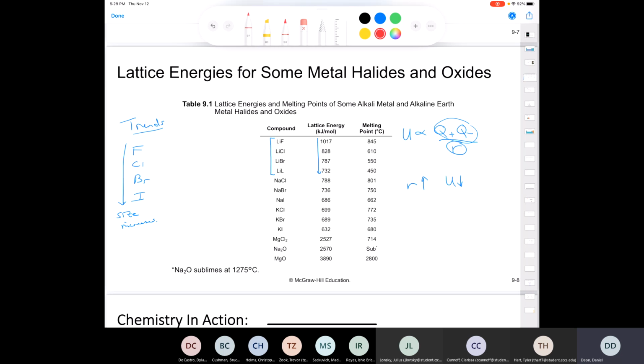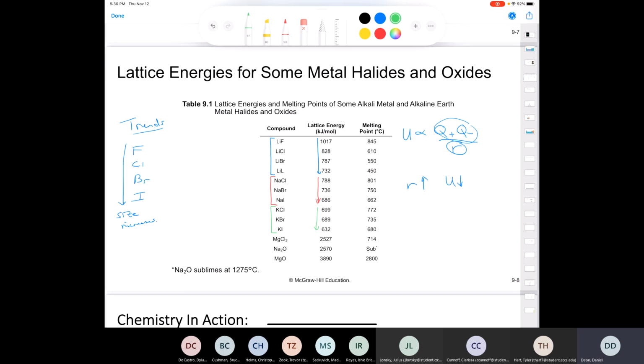We see the exact same trend when we go from sodium chloride to bromide to iodide. We see the same trend when we go from potassium chloride to bromide to iodide. Exact same trends. We see that the lattice energy decreases here, and it decreases here for the exact same reason.